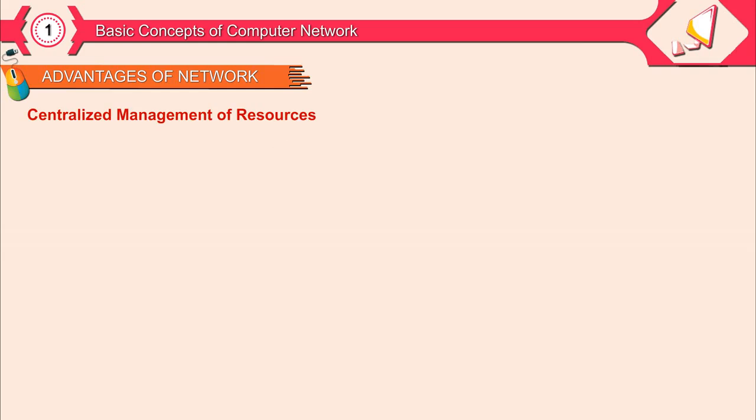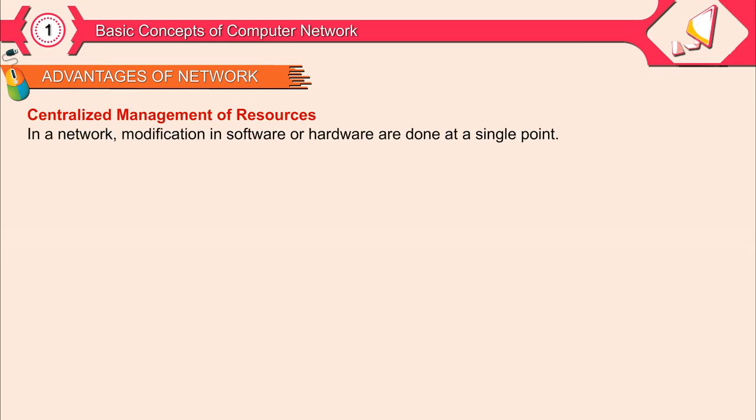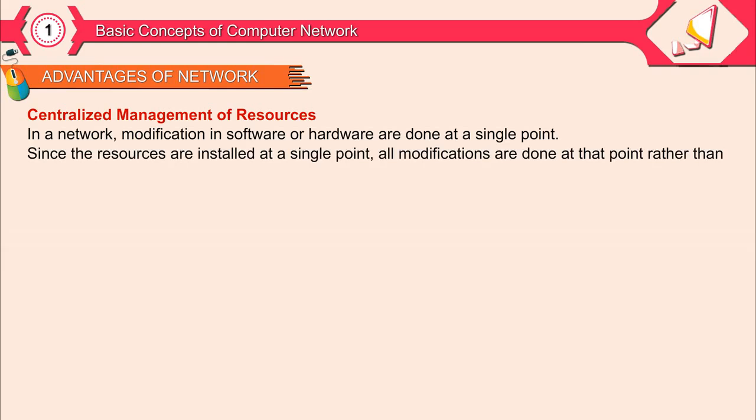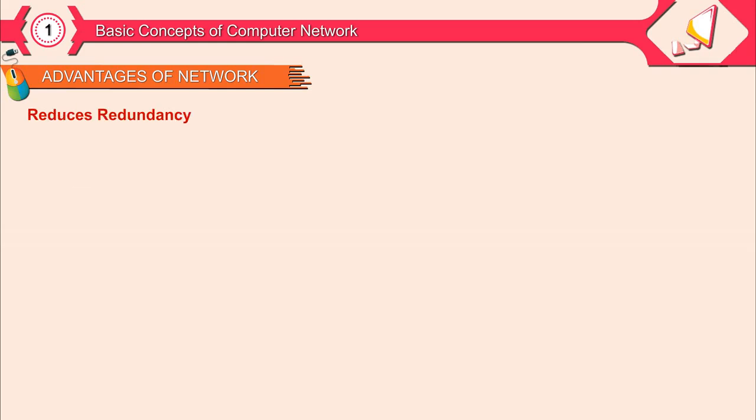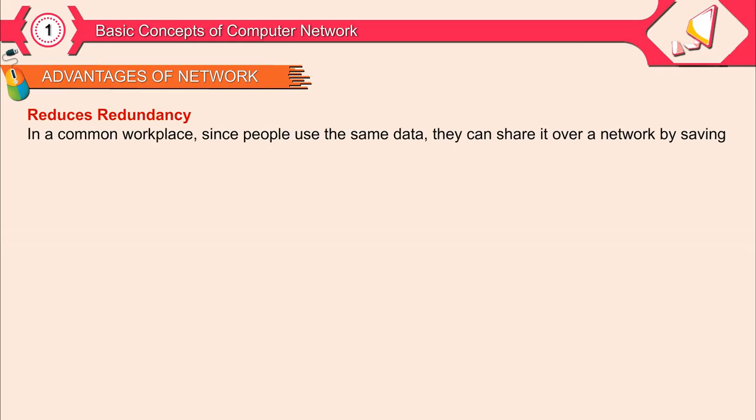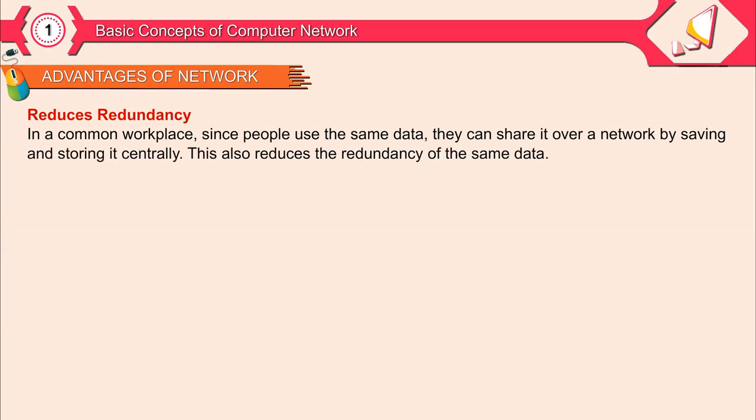Centralized management of resources. In a network, modification in software or hardware are done at a single point. Since the resources are installed at a single point, all modifications are done at that point rather than individual computers. Reduces redundancy. In a common workplace, since people use the same data, they can share it over a network by saving and storing it centrally. This also reduces the redundancy of the same data.